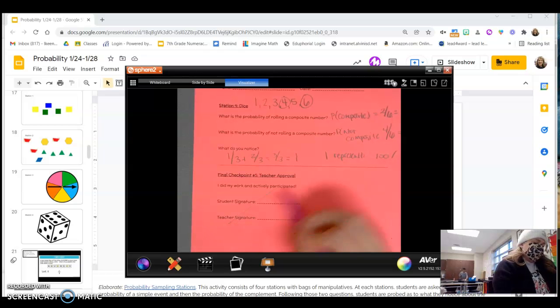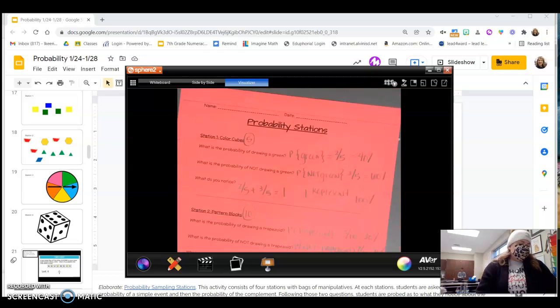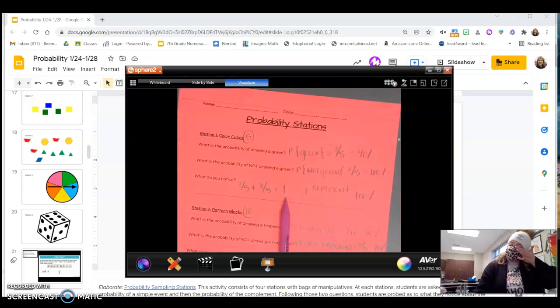Okay, for the last part of it where it says the final checkpoint and teacher approval, you do not have to worry about this because this is supposed to be a class activity and we are doing it by video. Go ahead and put this in your notebook and update your divider.